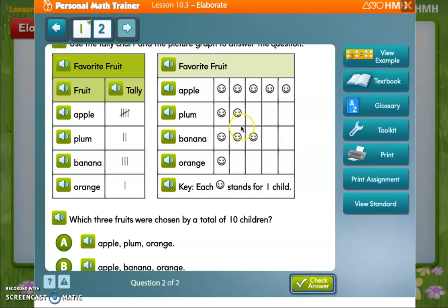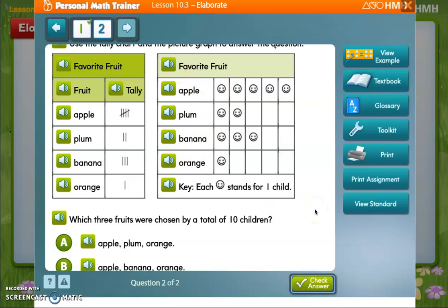Some of the questions might be comparing. So it might say, how many more people ate apples than oranges? And so remember, to find that out, we would find the difference between apples and oranges. So apples has more smiley faces, and oranges has less smiley faces than apples. So we're going to take the total number of people that picked apples, and subtract the number of people that picked oranges from the apples. Okay, so to answer that question, we would say 1, 2, 3, 4, 5. So 5 minus 1 equals 4. So 4 more people chose apples than oranges.